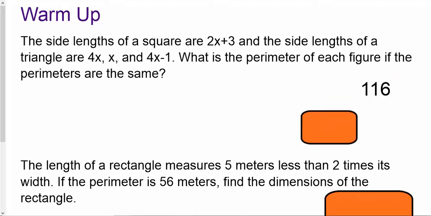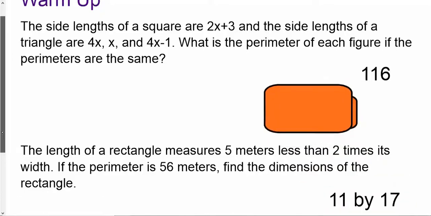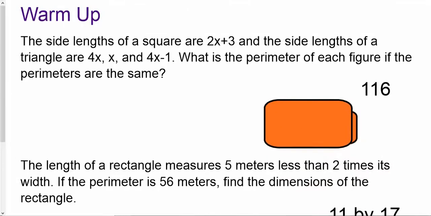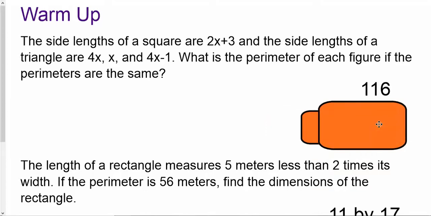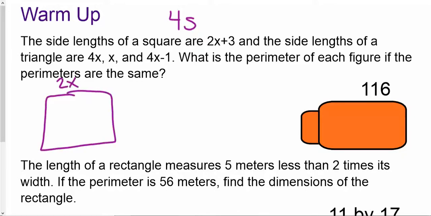All right, so you should have gotten 116 and 11 by 17. If you're good, fast forward. If not, stick around for the explanation. So we know that a square, we talked about this last week, has 4 sides that are all the same. And so if we really wanted to draw a picture, we could do it like this. But really, these are all 2x plus 3.